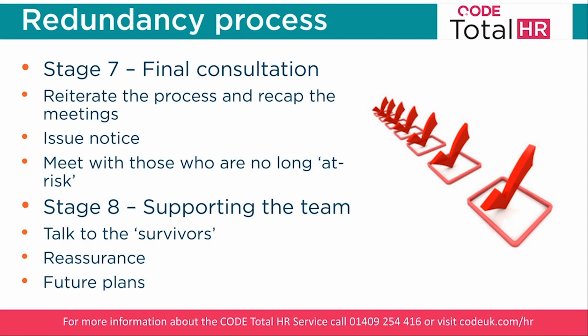You'll also need, during this final stage, to meet with those who are no longer at risk. So if you had more than one employee in an at-risk role and you're only going to make 2 out of 3 redundant, that third person, you would need to meet with them to discuss that they are no longer classified as at risk and that their job is safe.